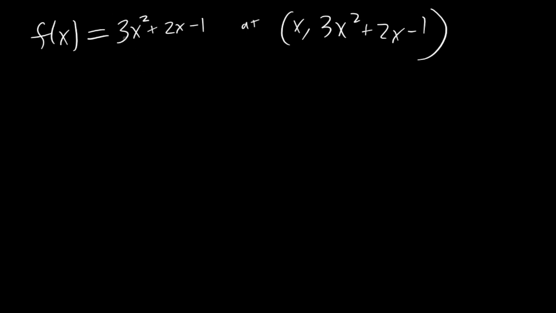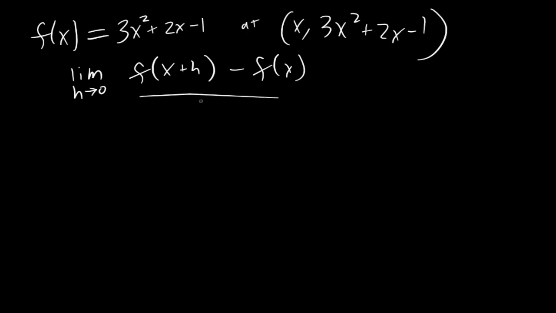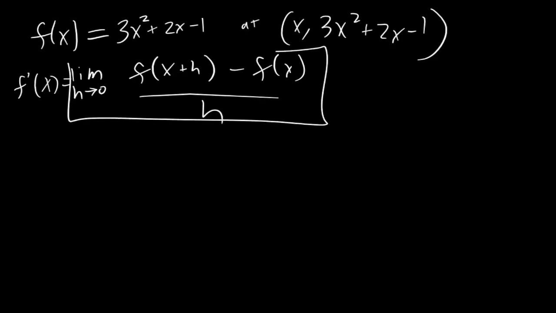So first, let's just do the excruciatingly long way because we just want to get it out the way. So here's the formula. We're gonna do the limit of h approaching 0 of f of x plus h minus f of x all over h. So this is the formula, and we're just gonna put f prime of x is equal to this. So yeah, this is what we're looking at right here.